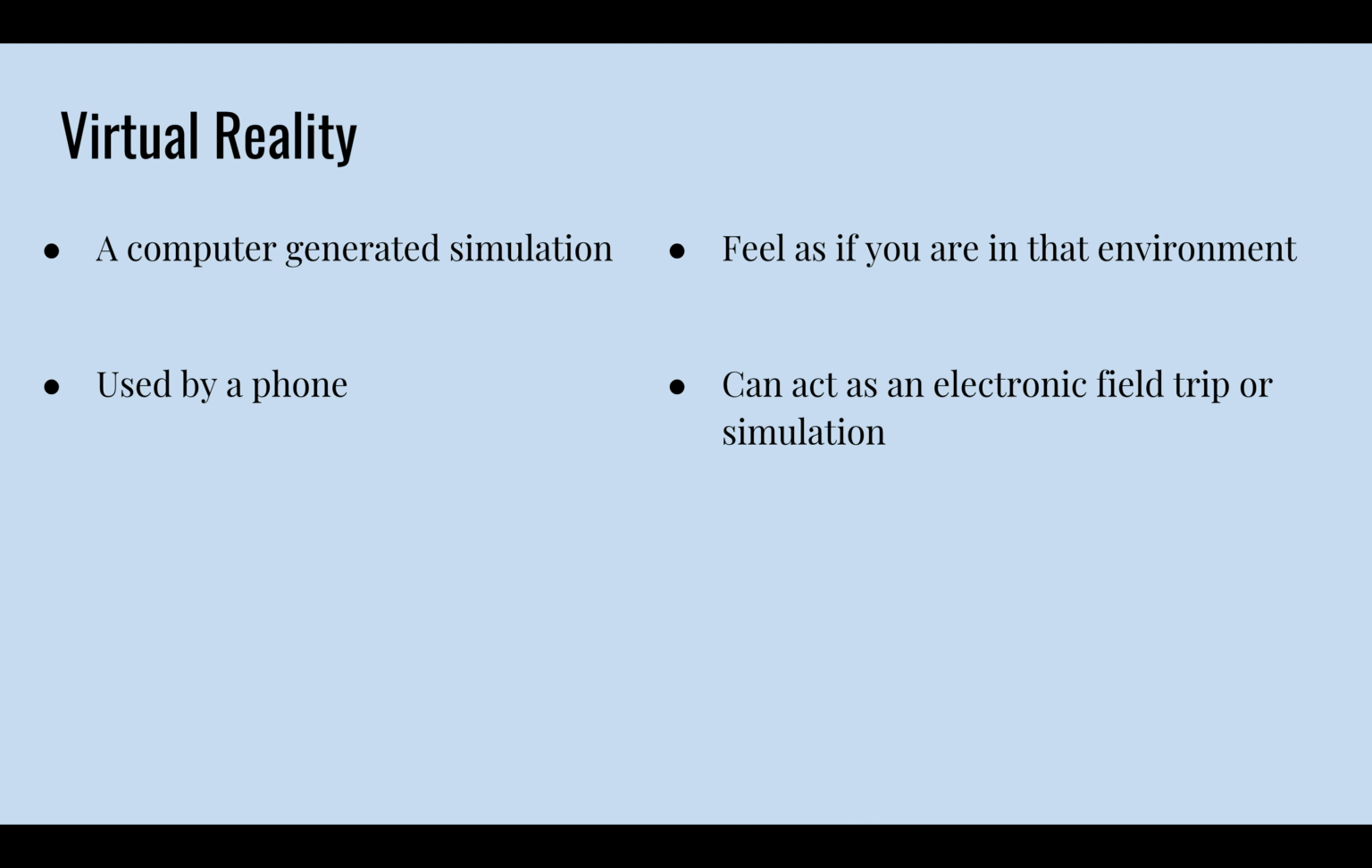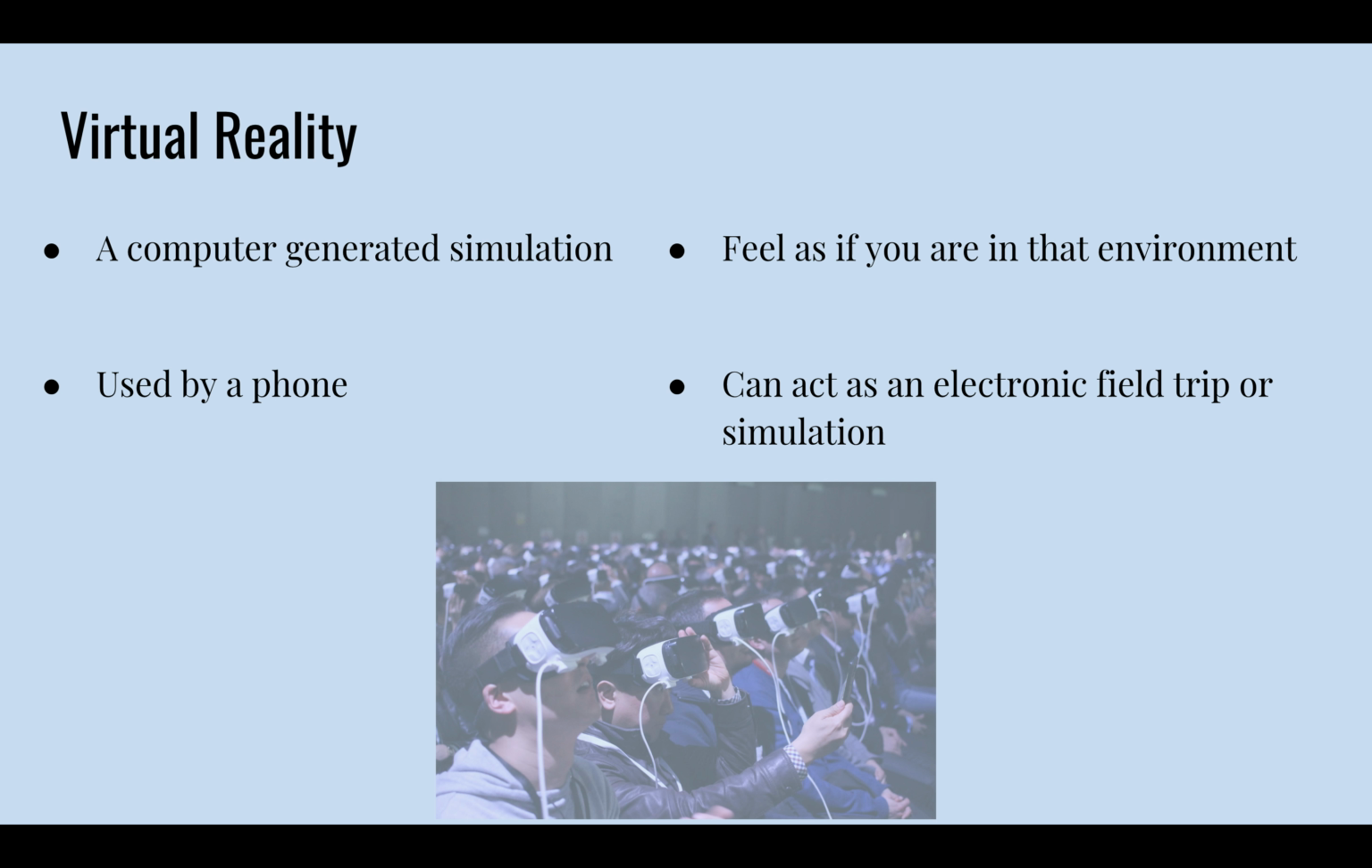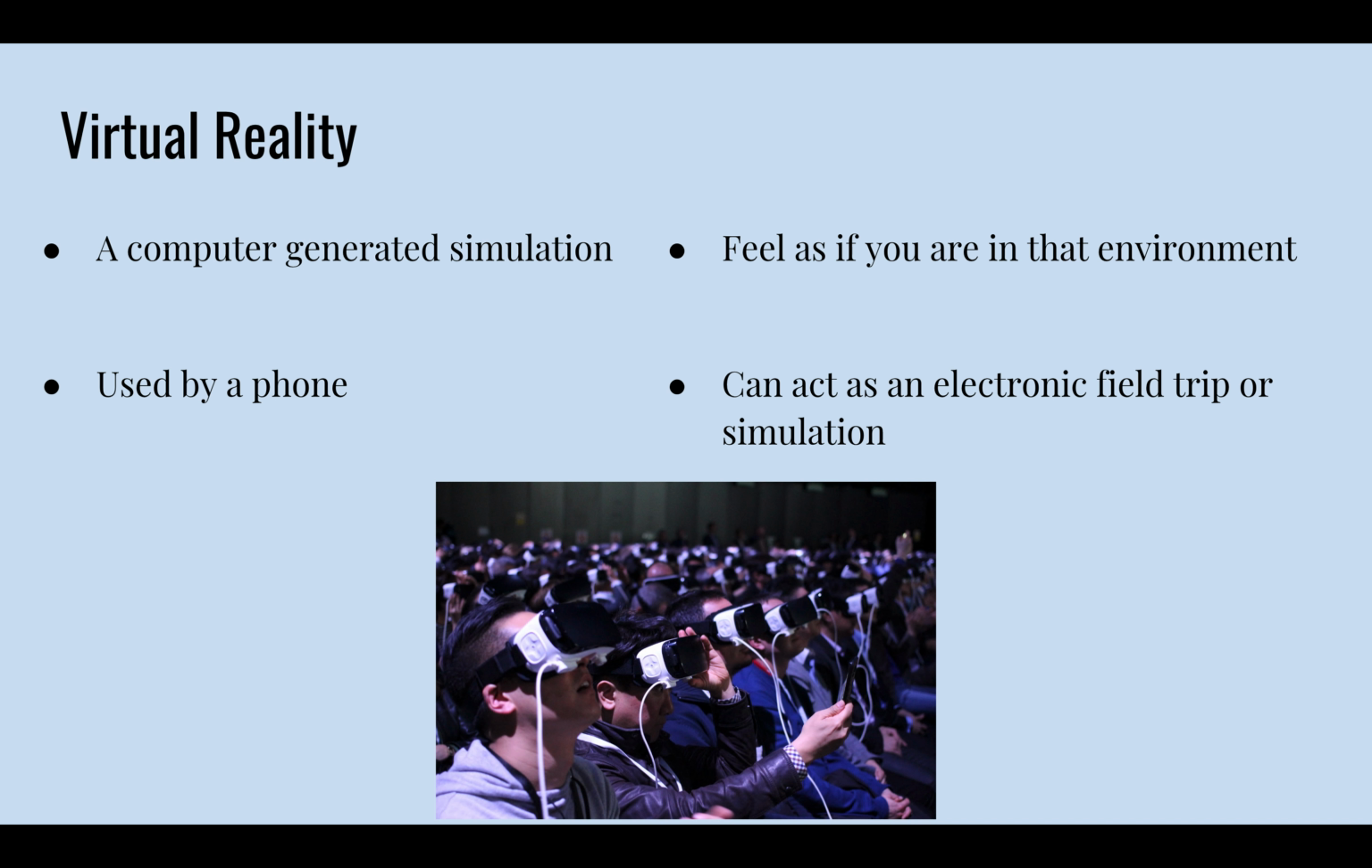We can go into a virtual reality setting and travel through the jungle. This can be counted as an electronic field trip because we cannot physically travel there, or if we can, we are too afraid to come in contact with lions. But with virtual reality, we can make that happen. We can use it as an educational simulation by exploring the inside of the heart and locating the atriums and ventricles.